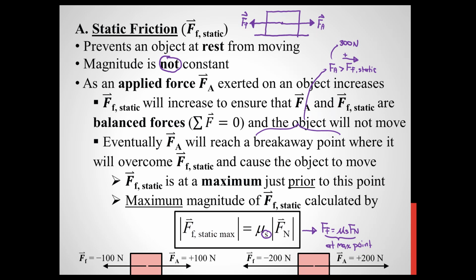Otherwise, in the case we showed right here, the force of friction would just be equal and opposite to whatever the applied force is. Although I could calculate the maximum static force of friction acting on an object if I just knew what the coefficient of friction was and what the normal force acting on the object was. I wouldn't have to go through the trial and error of gradually increasing the applied force until I get to the breakaway point. I could just simply use the equation to calculate the static force of friction at that max point. So that's static friction, friction that prevents an object from moving in the first place.